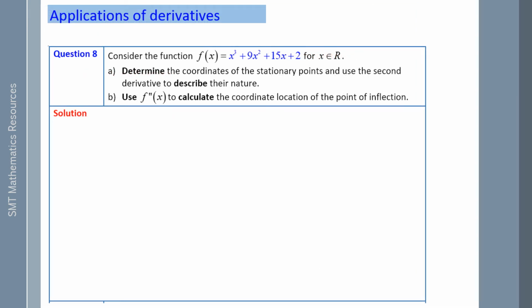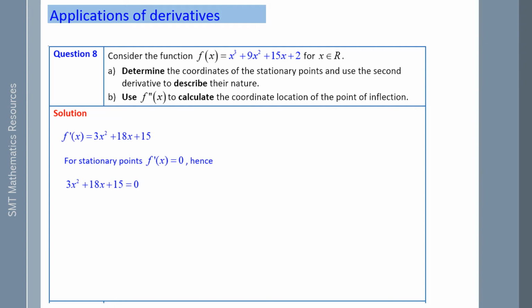Consider the function f(x) equals x cubed plus 9x squared plus 15x plus 2, where x is any real number. Determine the coordinates of the stationary points and use the second derivative to describe their nature. First of all, using the power rule, the derivative is 3x squared plus 18x plus 15. Now, a stationary point is going to be when f dash equals 0. So let's let that equal 0.